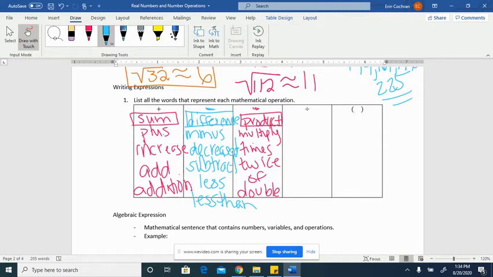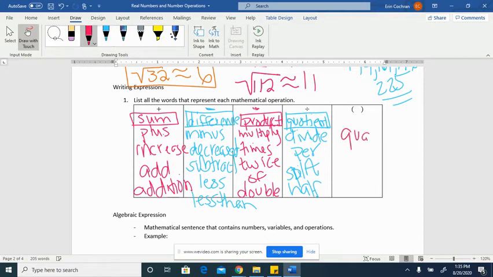The division sign, as we just talked about: division, divide. Per is a good one. Split. Half. Okay. The answer to a division is known as quotient. And then the parentheses: quantity is a good one for quantity.